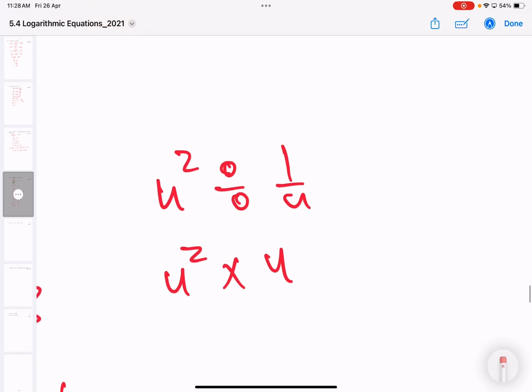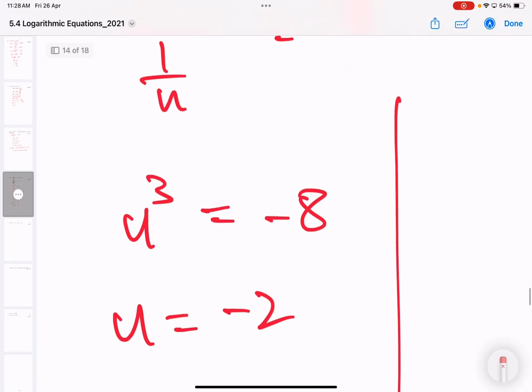Sorry, u squared divided by 1 over u is this, right? I can use the keep change flip. Divide, I can change it to times, so I need to flip this, take the reciprocal. So u divided by 1 is the same as u. So what is u squared times u? U cubed. Same base, you add the powers. That is the reason why we get u cubed is equals to negative 8, and that is the reason why u is equals to negative 2. How? I cube root both sides. So I got u equals to negative 2.